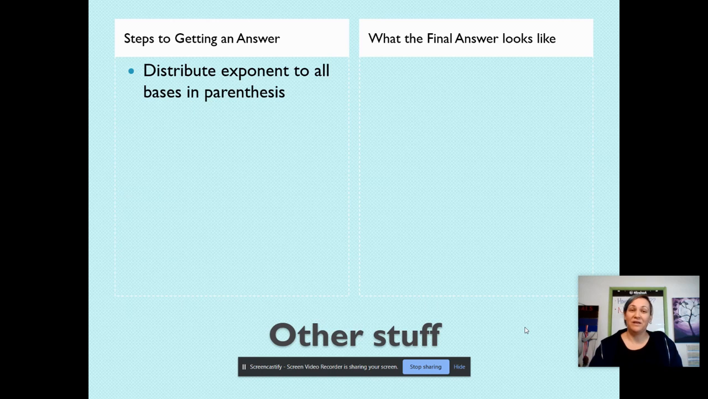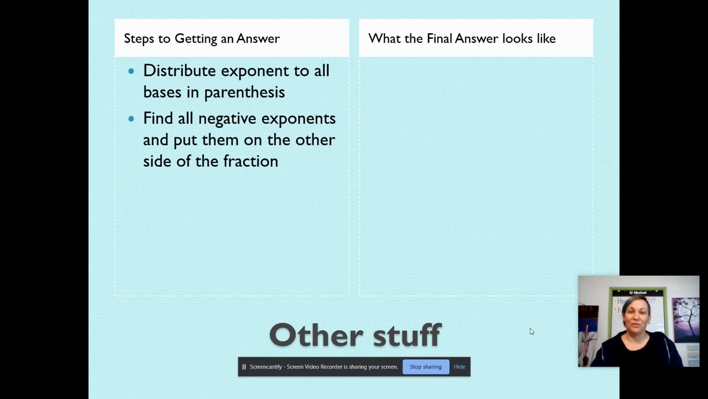In my personal opinion, the next thing that you should do is find any negative exponents and move them to the other side of a fraction bar. I find that negative exponents can get very confusing when trying to figure out if you should add or subtract. And so by moving them to the other side of the fraction bar, it'll make your life a lot simpler.